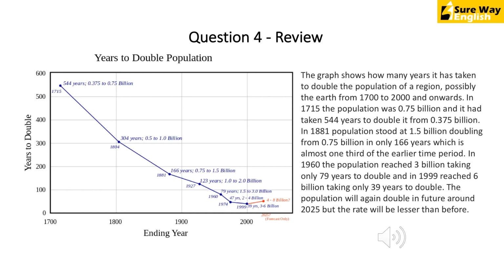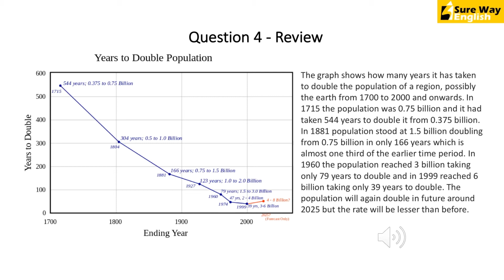In 1715, the population was at 0.75 billion, and it had taken 544 years to double it from 0.375 billion. In 1881, population stood at 1.5 billion, doubling from 0.75 billion in only 166 years, which is almost one-third of the earlier time period. In 1960, the population reached 3 billion, taking only 79 years to double, and in 1999 reached 6 billion, taking only 39 years to double. The population will again double in future around 2025, but the rate will be lesser than before.